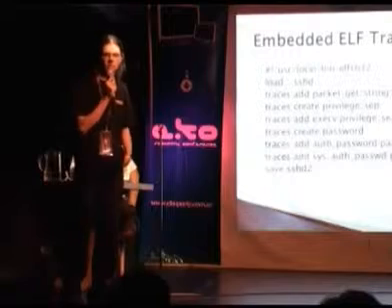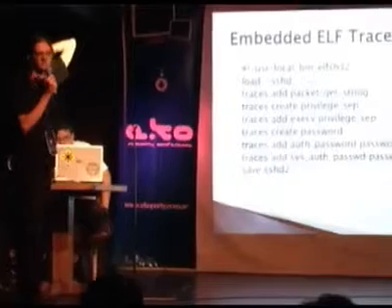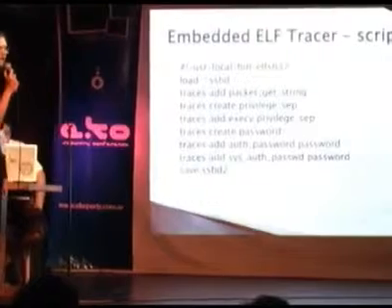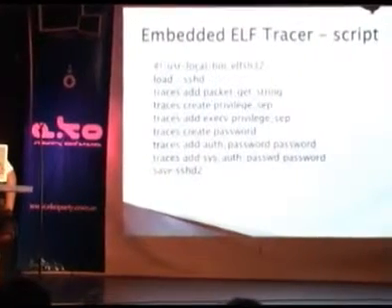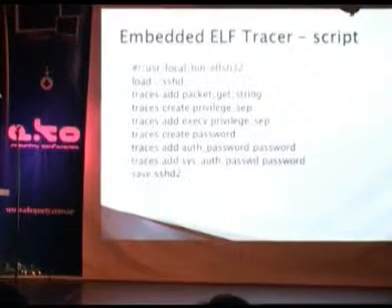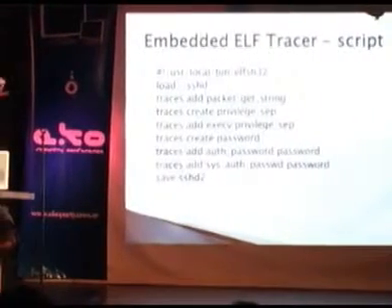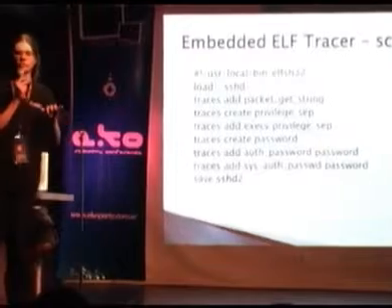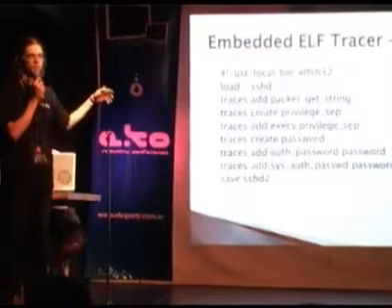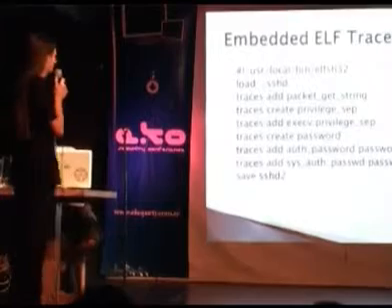This is how the tracer works, just a small piece of code as an example. Here we are loading the SSH daemon, and we are adding some information about the functions that we want to trace, like packet get string, auth password, and sys auth password. After we tell the tracer that we want to trace these functions, we save a new binary, which is sshd2, the binary that now contains the code for the tracer to do its job.